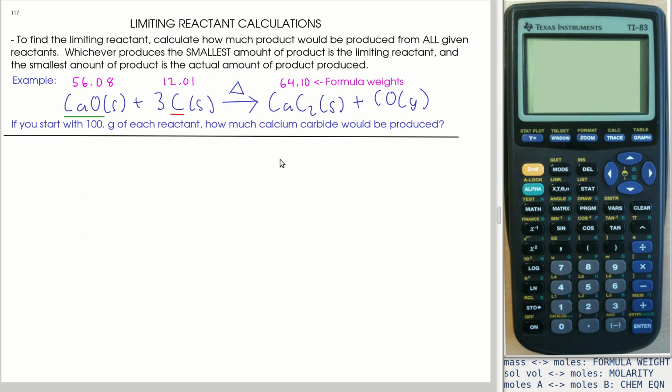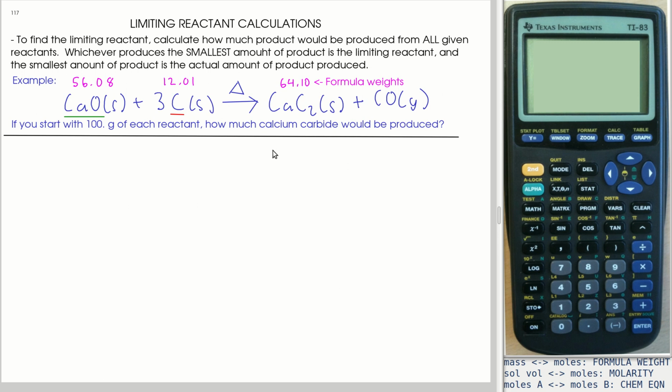We could say, well, we have 100 grams of each one, but the calcium oxide is heavier, so it has a formula weight of 56.08 as opposed to 12.01 for the carbon. So maybe it runs out first because there's less moles of it. The other side of the coin is we use 3 times as much carbon as we use calcium oxide. So we have more moles of carbon, but it's used at a faster rate. So which runs out first? Well, we may not know.